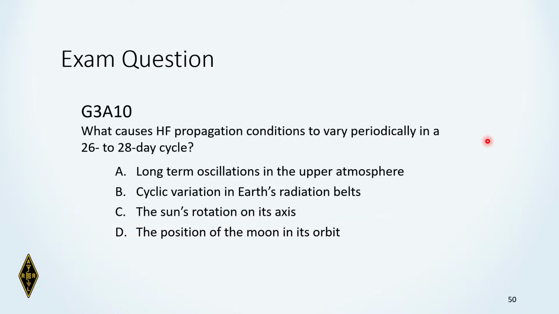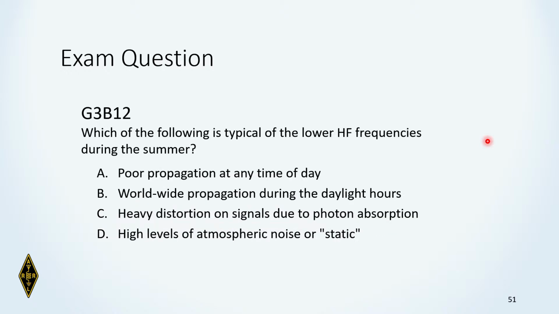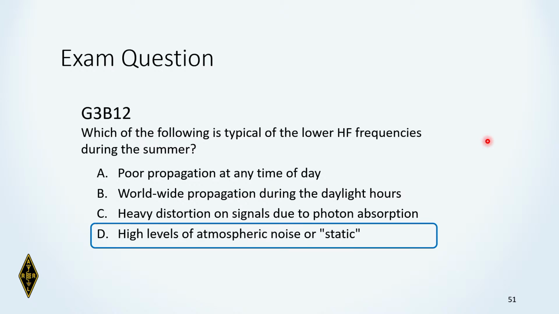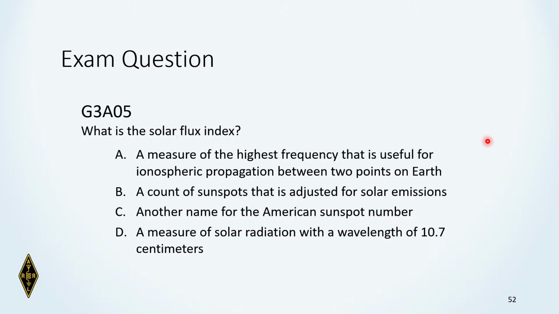What causes HF propagation conditions to vary periodically in a 26 to 28-day cycle? Charlie. Sun's rotation on its axis. Correct. Which of the following is typical of the lower HF frequencies during the summer? Delta. High levels of atmospheric noise or static. Yes, and those lightning strikes can go for hundreds of miles, so it kind of raises the noise level on the entire band, even if the storm is nowhere near you.